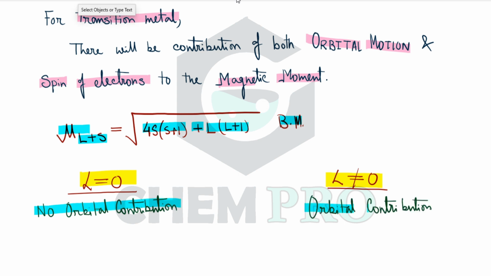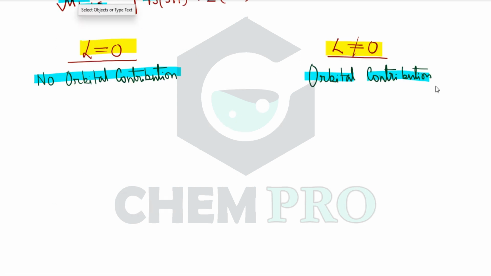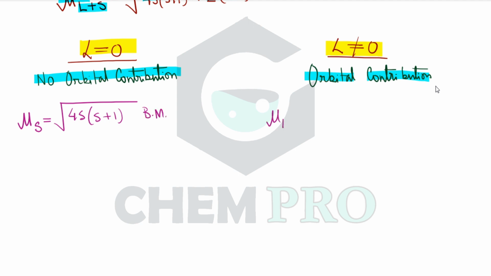is orbital contribution. For L equal to 0 we will use the spin only value, that is mu_S equal to root over 4S(S+1) Bohr magneton, and for L not equal to 0 we will use mu(L+S) equal to root over 4S(S+1) plus L(L+1) Bohr magneton.